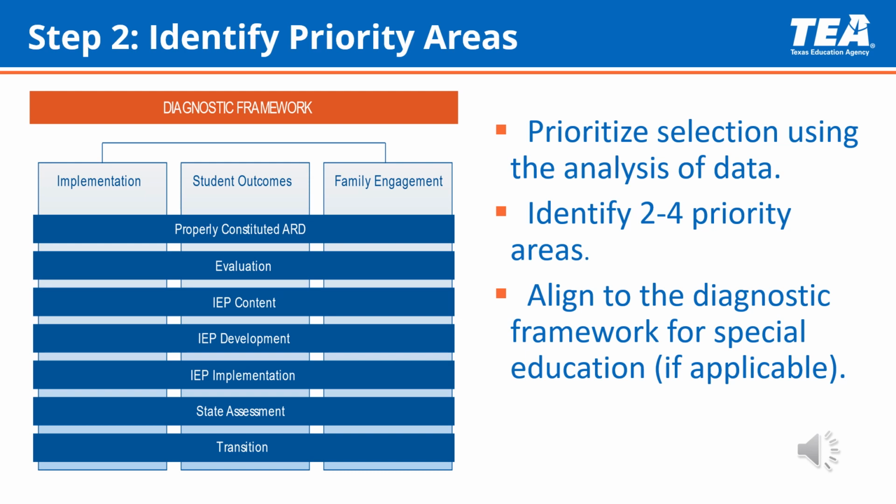completed in Step 1. The LEA is encouraged to align the potential areas of need to the 7 areas of compliance across the 3 pillars of the diagnostic framework: implementation, student outcomes, and family engagement. This process will afford the LEA an opportunity to identify those areas where multiple sources of data indicate the need for improvement. Please note, the LEA should identify approximately 2 to 4 priority areas. The number of priority areas will not be restricted, but LEAs are encouraged to follow the effective schools framework practice of developing an annual continuous improvement plan with few focused areas.